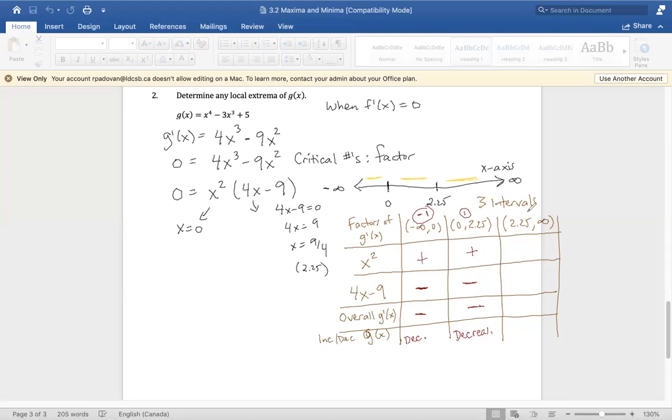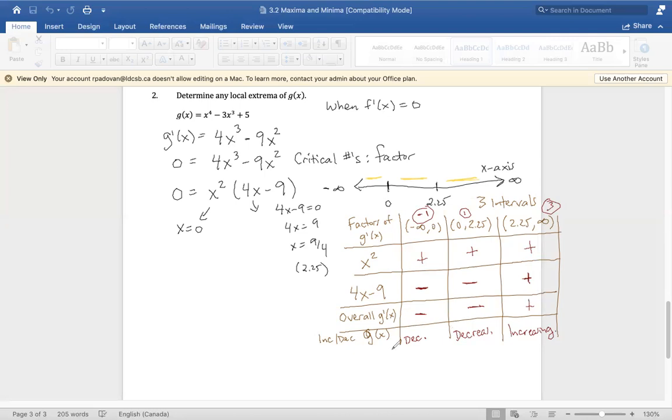And then a number bigger than 2.25, I could pick 5. I could pick 10. I could pick 2.5. Let's say I pick 3. 3 squared is 9, positive. Here, 4 times 3 is 12. 12 minus 9, I'm actually getting a positive result. So when I multiply those, I get positive. And this section of the curve would be increasing.